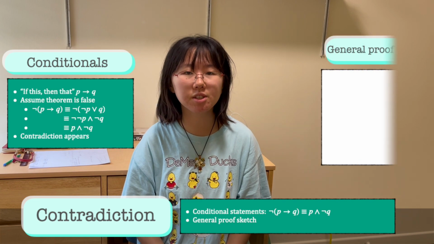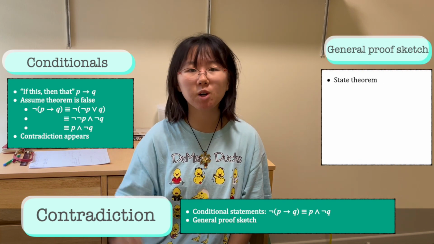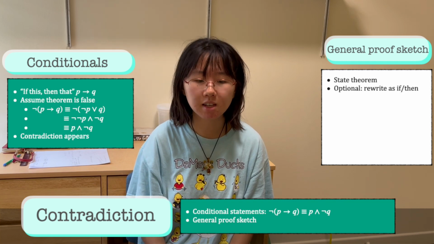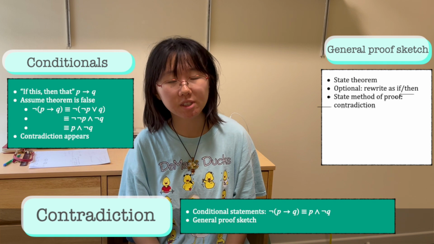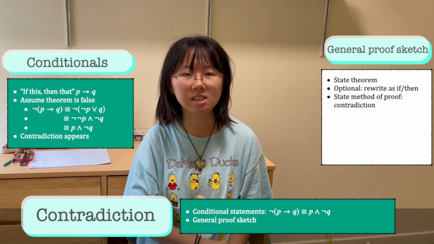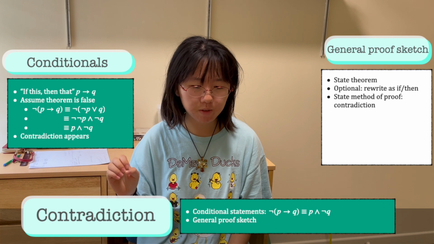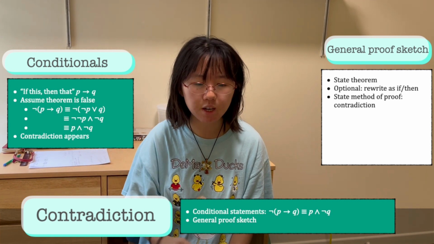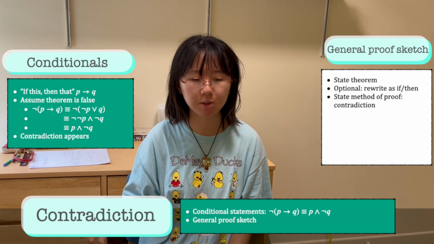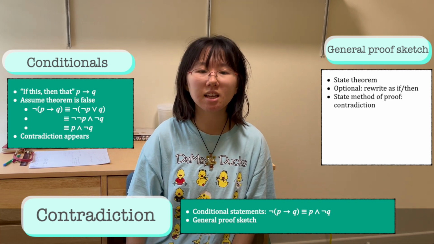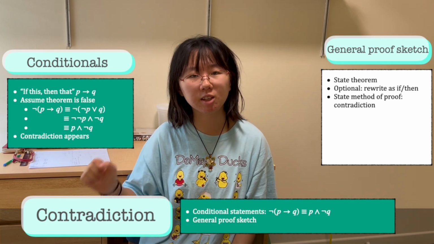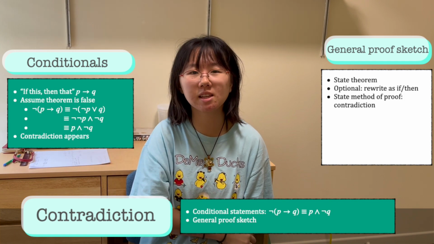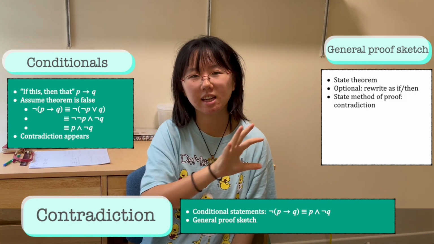So for a general sketch of how this proof will look, first of all, we always state our theorem, and sometimes we rewrite our theorem as if-then. Then we say that we're proving by contradiction, and we specifically state the things that we're assuming are true. So for this kind of problem, especially if you've rewritten it as if this, then that, we're assuming that P and not Q are true. So in particular, that the hypothesis is true and that the conclusion is false. If it were an if this then that statement, I would say that this and not that are true.